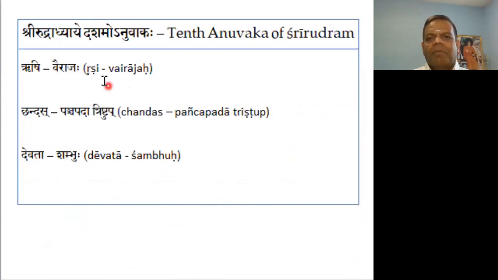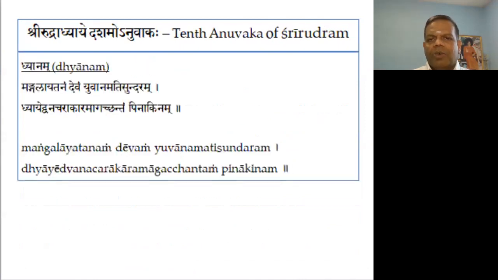The Rishi, someone called Vairajaha. Okay, the Rishi who discovered this mantra is Vairajaha. The Chandas is Panchapada Trishtup. And the Lord who is prayed for is Shambhu. Shambhu is the Lord who is easily pleased. Shiva who is easily pleased is Shambhu. So the Rishi discovered this mantra and prayed to the Lord. You look at the Dhyana Shloka.